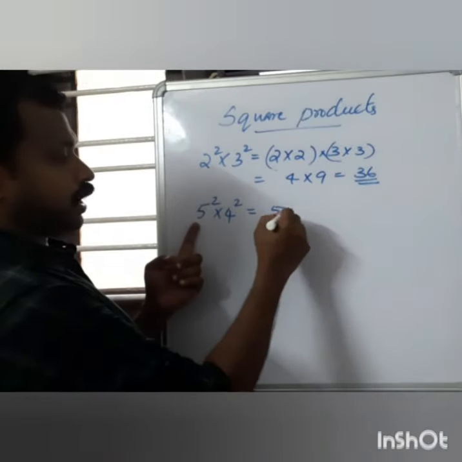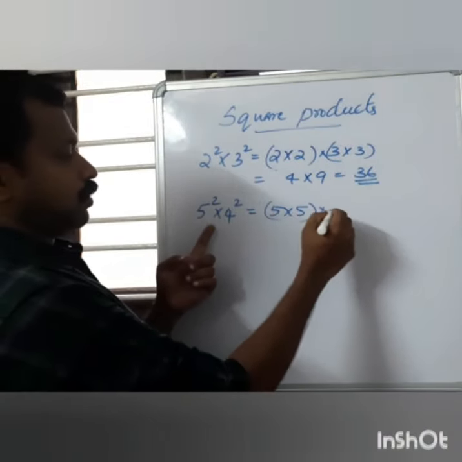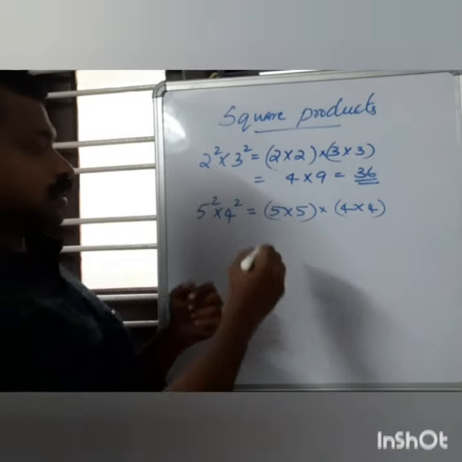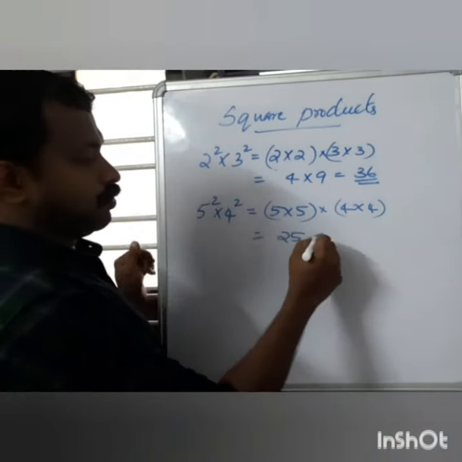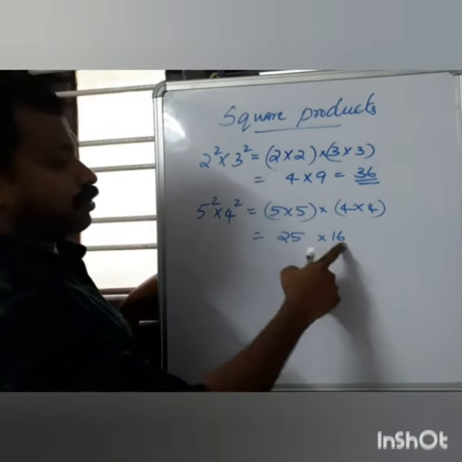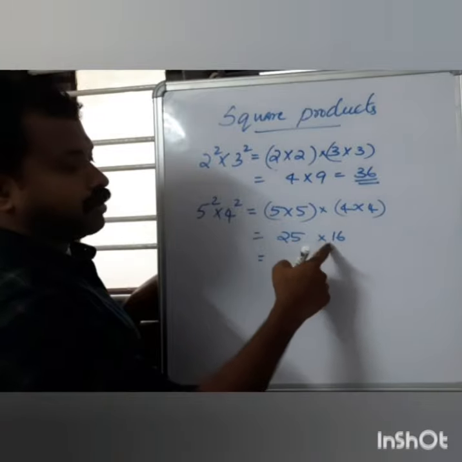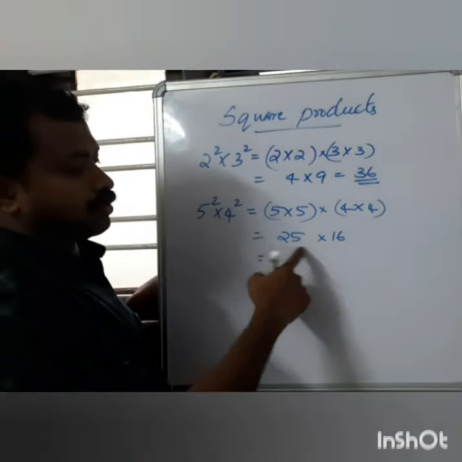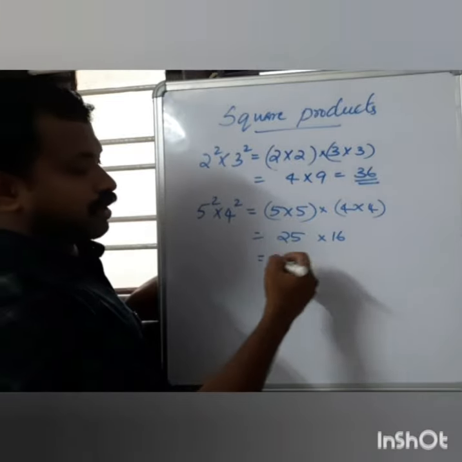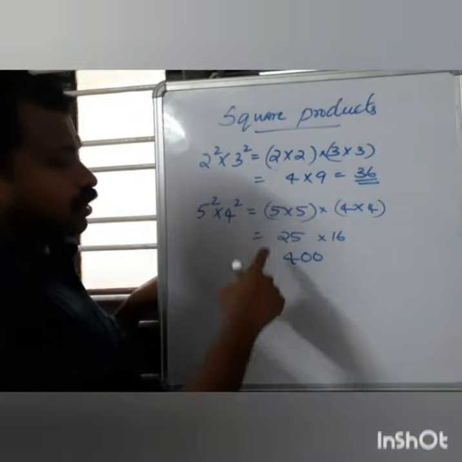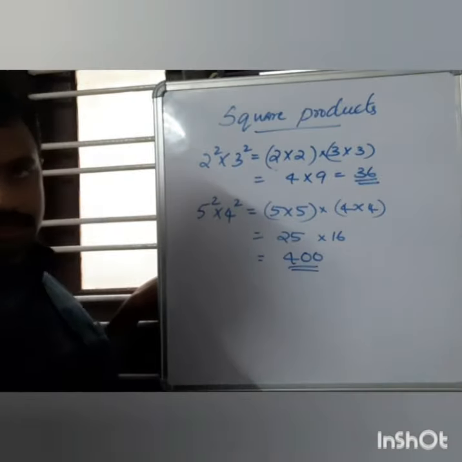Next one, 5 square into 4 square. 5 square means 5 into 5 multiplied by 4 into 4. 5 square is 25. 4 square is 16. So if you find this multiplication, 25 into 16, you have to multiply it. It is not easy to directly multiply, and if you multiply, we get the answer as 400. So instead of this, we can find an easy method.